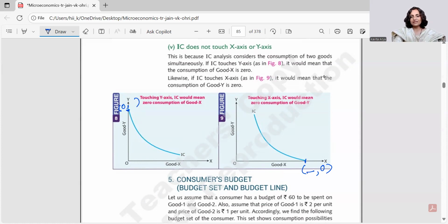For now, we close the session here. Next topic would be the budget line. That's again interesting. Stay tuned.